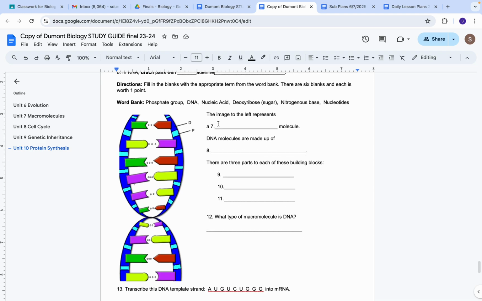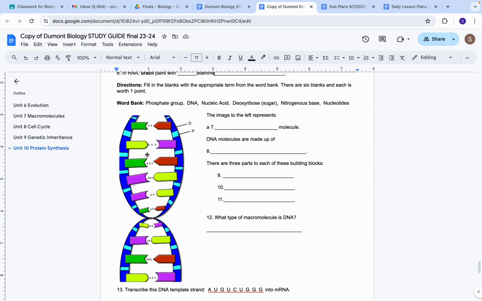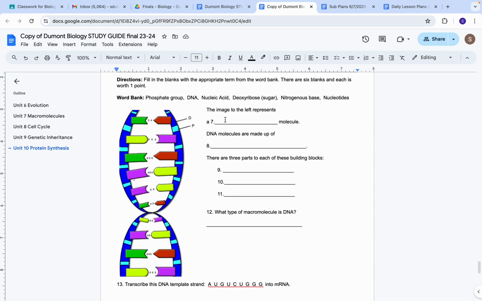You've seen this image 6 times already. Okay, the image to the left represents, and you have a word bank, DNA molecule. DNA molecules are made up of nucleotides. There are 3 parts to each of these building blocks. So each building block has a sugar. I can just write sugar, or you can write deoxyribose sugar specifically, since it's DNA. A nitrogenous base, or just base is fine, and a phosphate group.